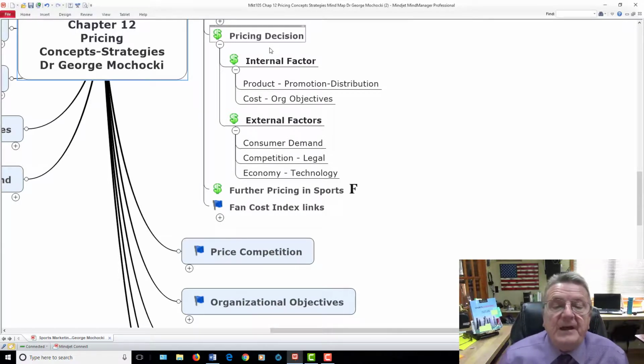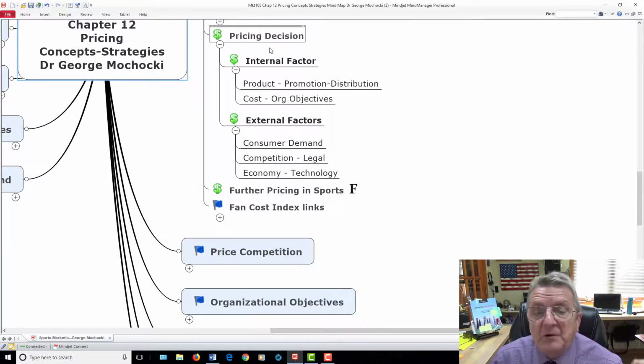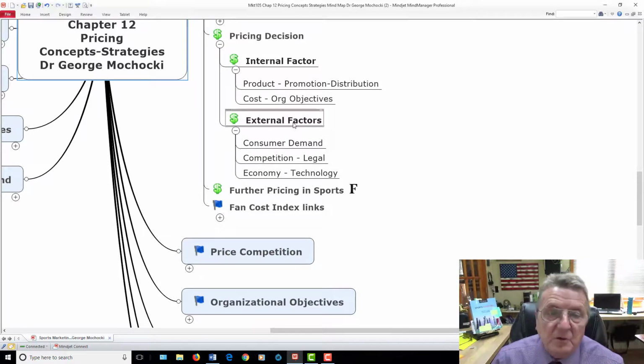All right, so internal factors. You're looking at the product. I'm looking at the promotion, the distribution. I'm looking at the cost. I'm looking at the organizational behavior. Something, okay, inside. What's the product, the cost, right? It's internal. I control that. I have to make a profit, even when I'm doing penetration.